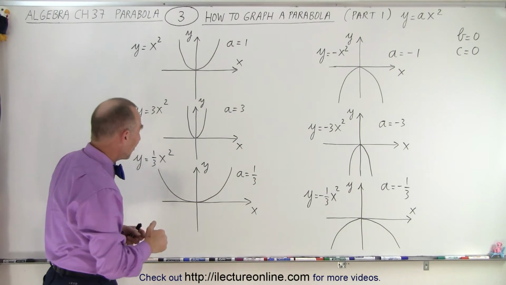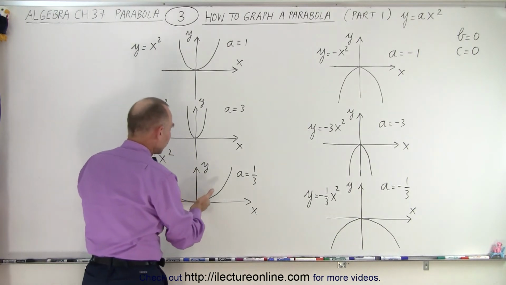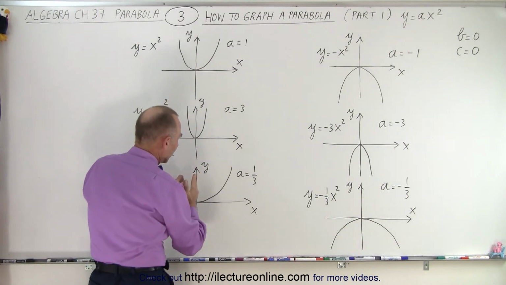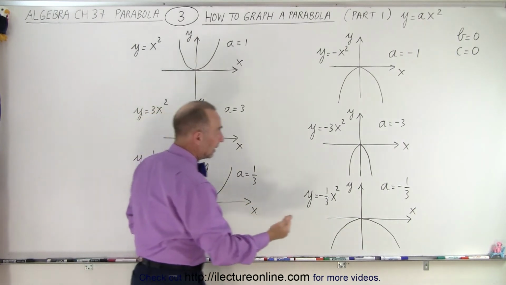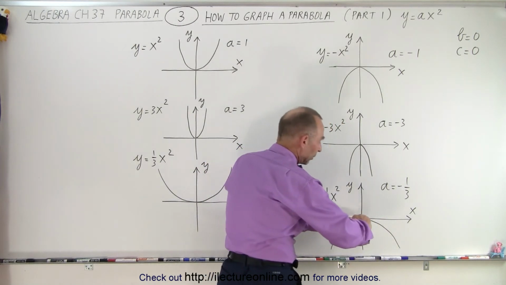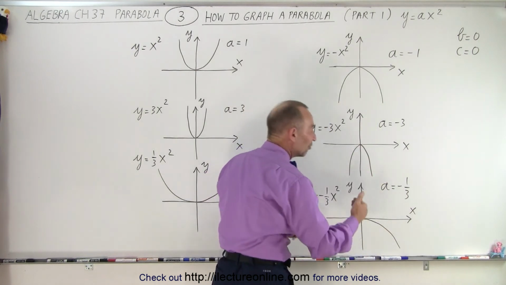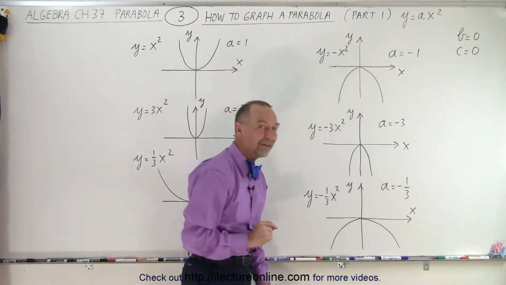And when you have a fraction where a is less than 1, then the parabola goes upward more slowly and the parabola becomes wider. Again, if it's a negative ax squared, the parabola opens downward, but again, it'll be wider because the value of y will not increase either up or down as fast, because of the smaller constant in front of the x squared term.